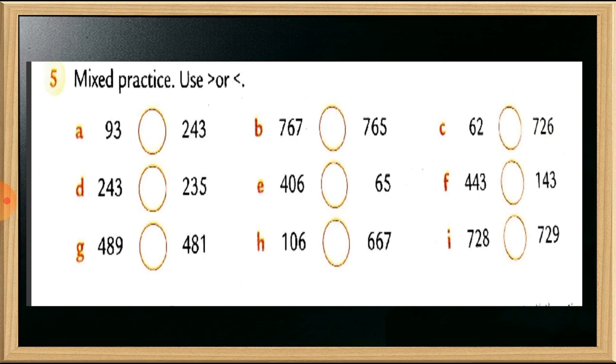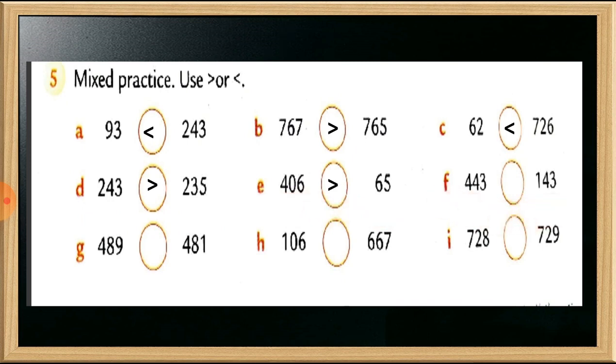Last exercise, number 5. Number A, the number 243 is bigger. Number B, 767 and 765. So 767 is bigger. Number C, 62 and 726. So 726 is bigger. Number D, 243 and 235. So the number 243 is bigger. Number E, 406 and 65. So 406 is bigger.